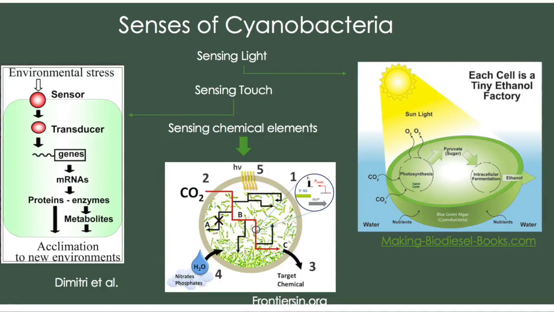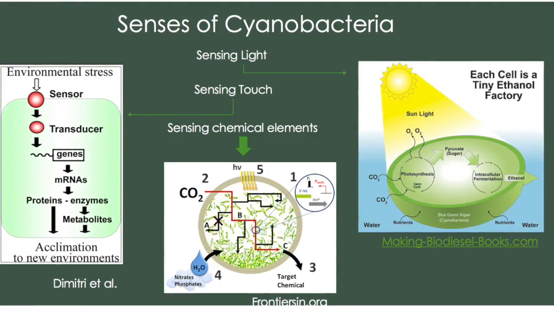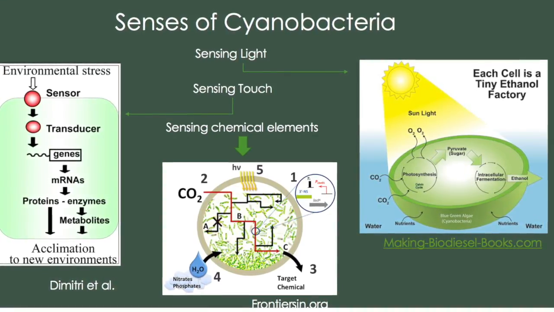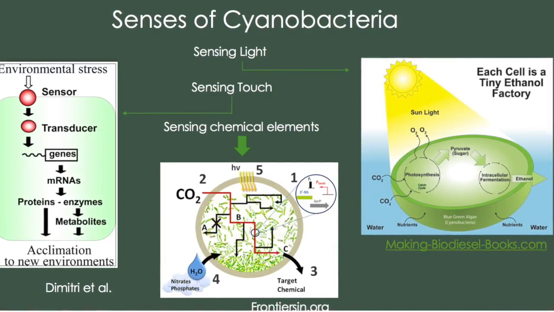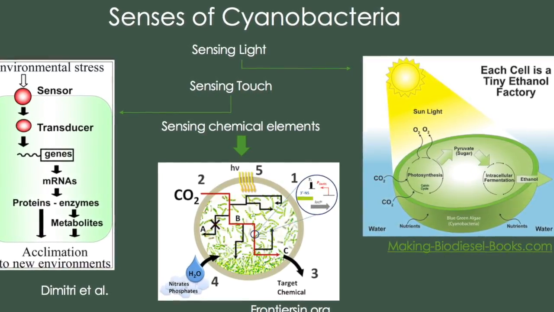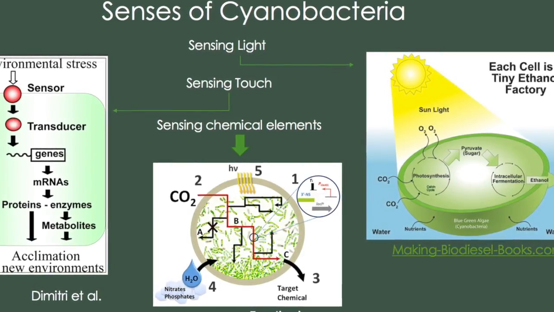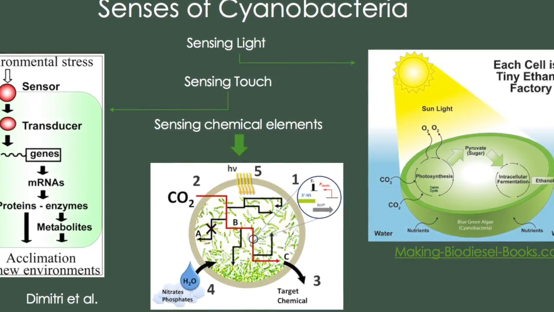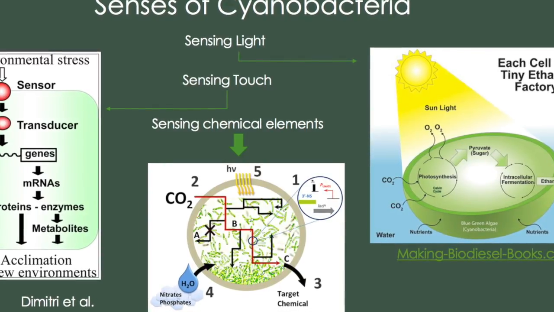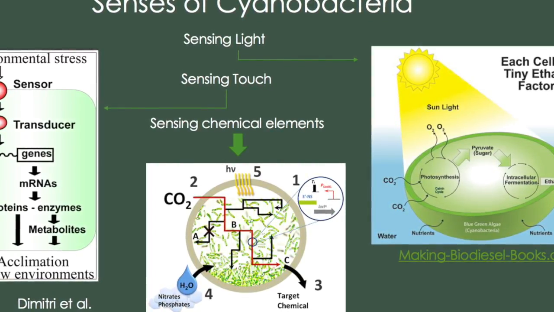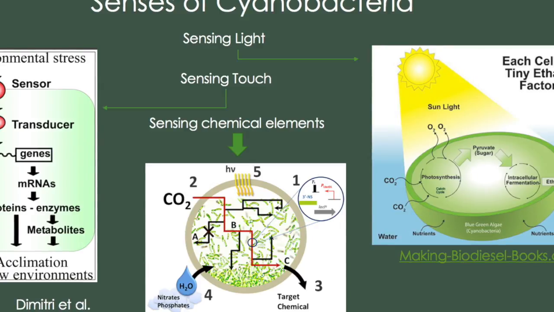The senses of cyanobacteria include sensing light through photosynthesis, sensing touch through receptors it has on its membrane that can make it process all new environments, and then it can sense chemicals, which can be like nitrates and phosphates. When the concentration is really high, a lot of cyanobacteria can be produced.